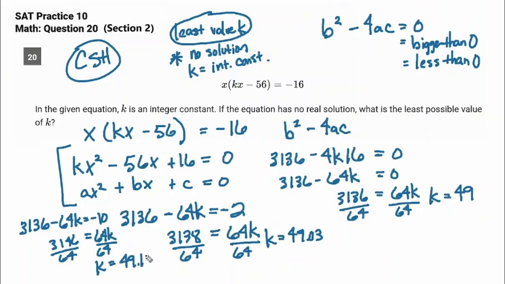How does this help me? It helps me because k has to be an integer constant. That is critical information. K is an integer constant. I plugged in negative 2, I got a little bit more than 49. I plugged in negative 10, I got a little bit more than 49. So what's the next integer constant that k can be if I have no solution? It's 50. It's just the next integer up.